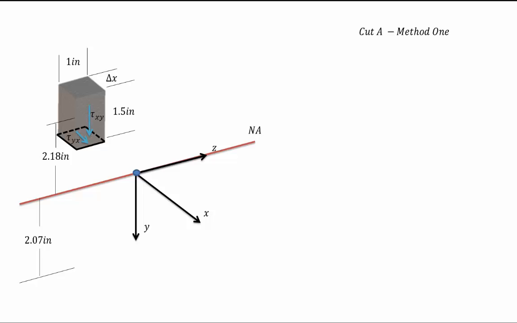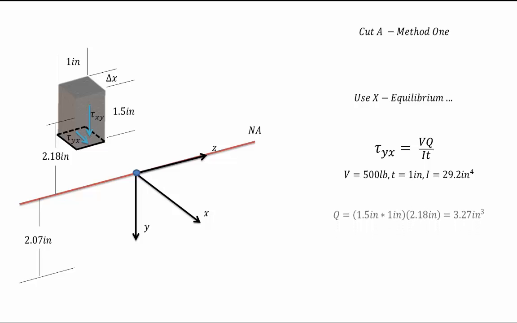Running along the face, we have tau xy, and along the bottom, tau yx. So we're going to use x equilibrium to find out what tau xy and tau yx are. We know that tau yx is equal to VQ over IT. The shear force across the section is 500 pounds, the thickness of our piece is 1 inch, and the moment of inertia is 29.2 inches to the fourth, and that moment of inertia is for the shape as a whole.